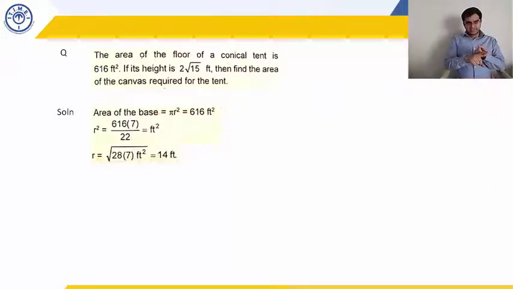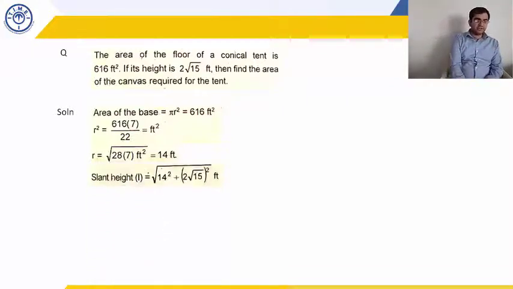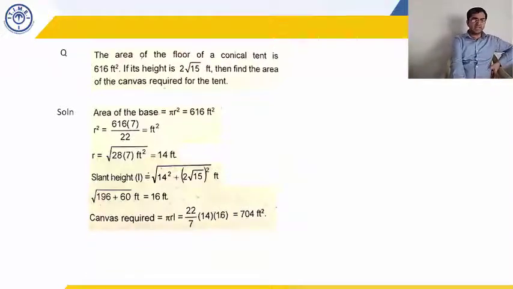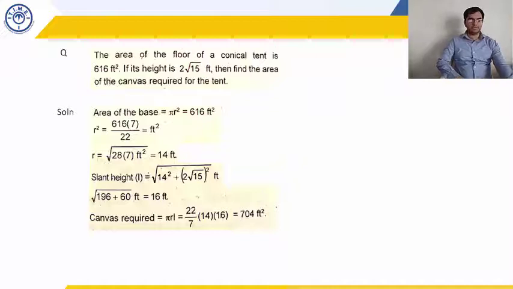So now I have the radius, I have the height, I need the slant height. And I know the relation for slant height, that is L square equal to h square plus r square. So slant height L is equal to square root of 14 square plus 2 root 15 square. 14 square is 196 and 2 root 15 squared is 15 into 4, 60. So 196 plus 60 is 256. Square root of that is 16 feet. And therefore the canvas required becomes pi into r into L, which is pi into 14 into 16. That is 704 square feet.